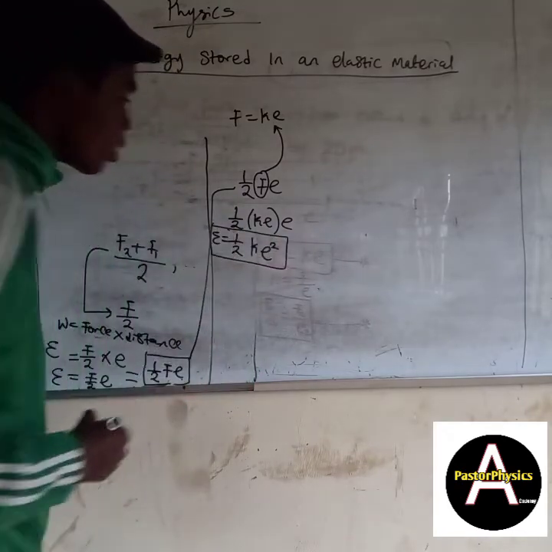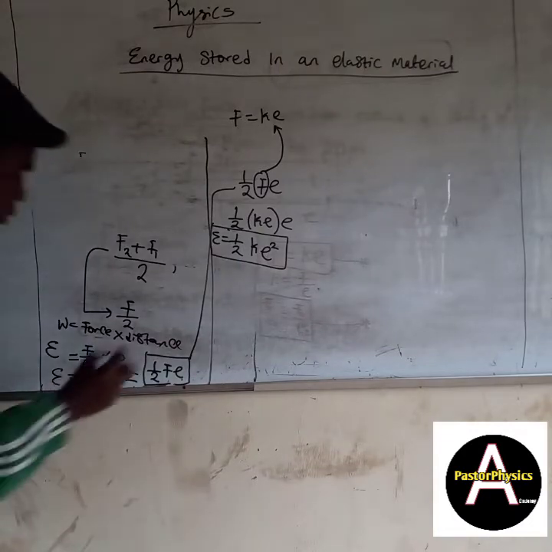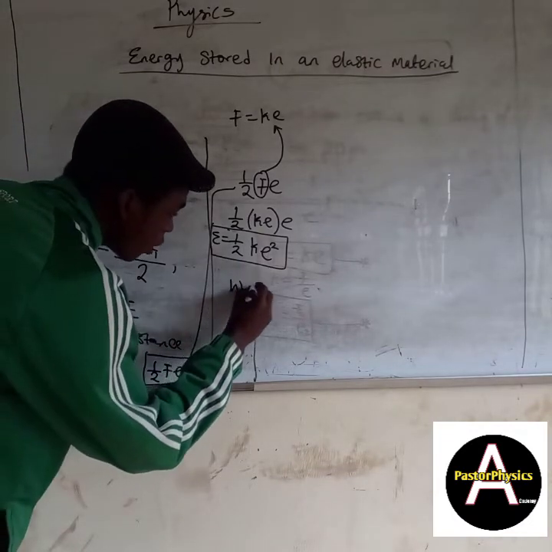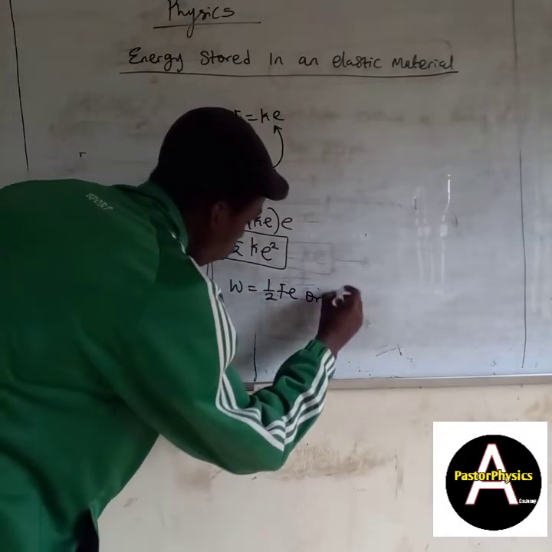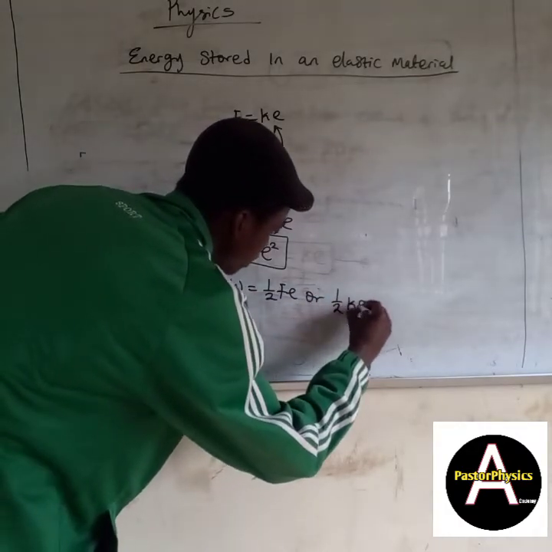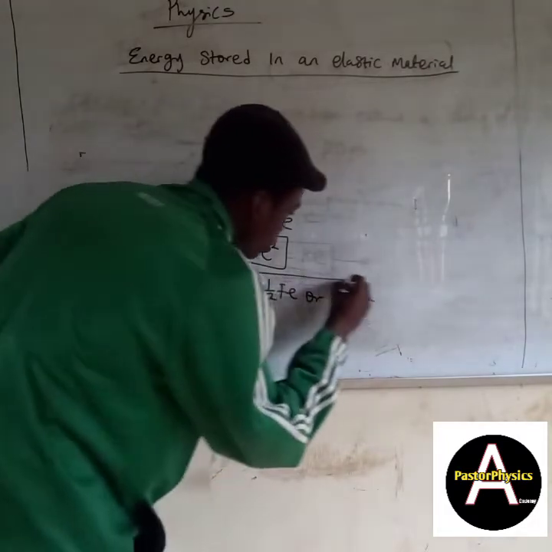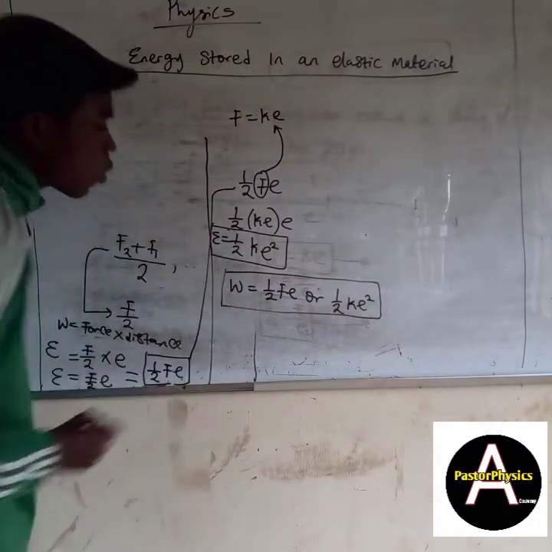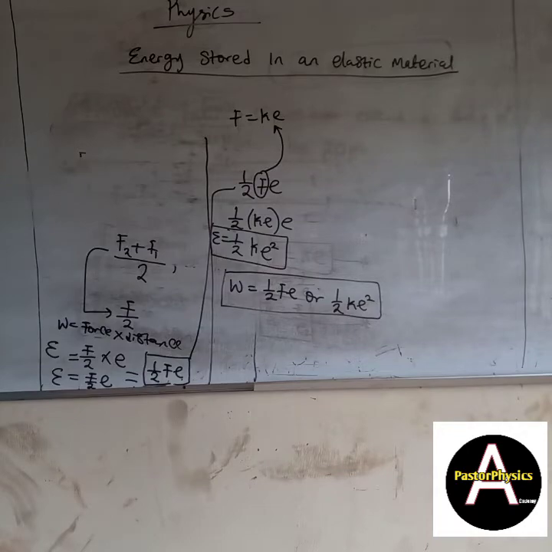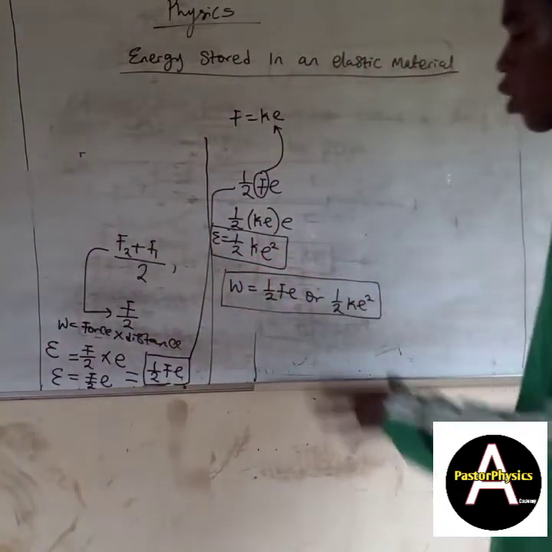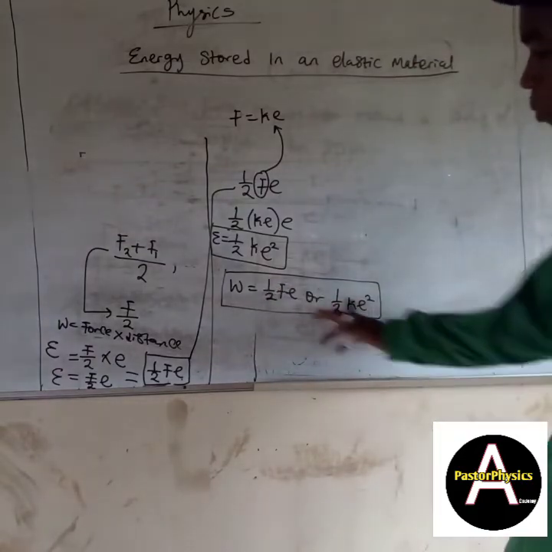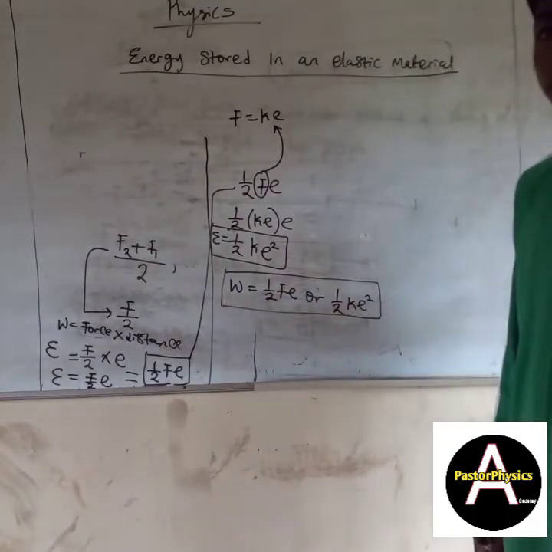1 all over 2 Ke squared. So the first formula for elastic energy or elastic work is 1 all over 2 Fe or 1 all over 2 Ke squared. Make sure you write those things down. It is very important. When we start solving questions from JAMB, NECO, WAEC, JEE, and other O-level exams, you will see the effectiveness and the importance of those formulas.